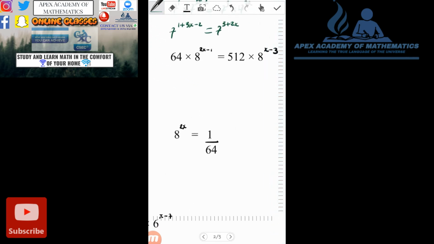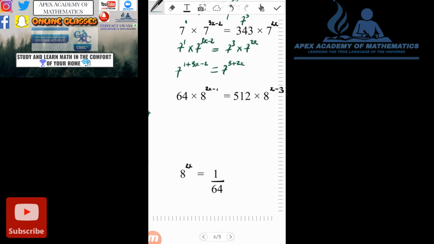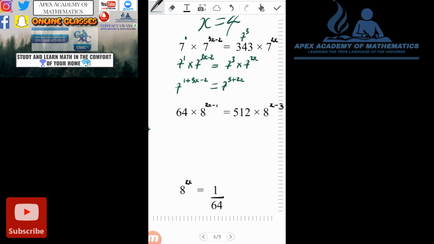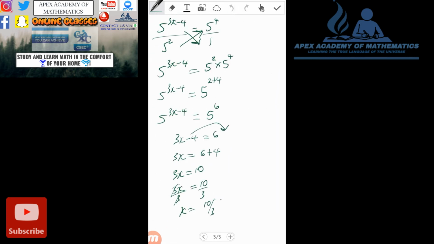All right, so what we have here is 64 multiplied by 8 raised to the power of 2x minus 1 is equal to 512 multiplied by 8 to the power of x minus 3. It's more or less similar to the example above, just arranged differently, where this base was on this side, the base is on that side. Now we have two numbers that we have to do a conversion for.